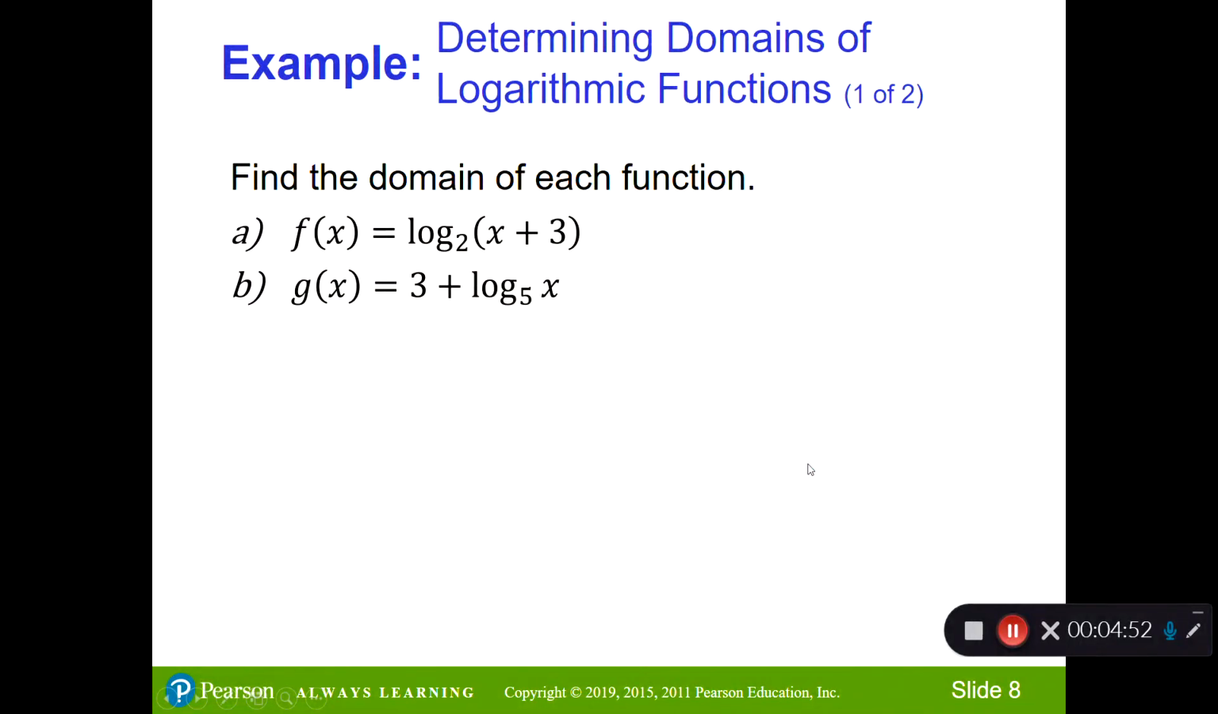All right, let's find the domain of each of these functions. Now notice, with all of the logarithms that we just reviewed, the domain was always 0 to infinity.